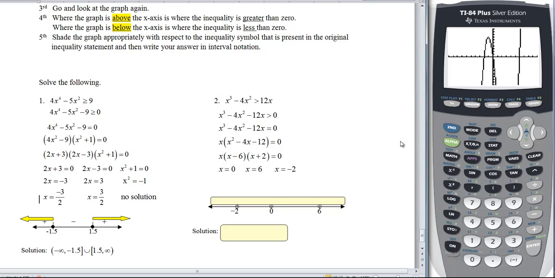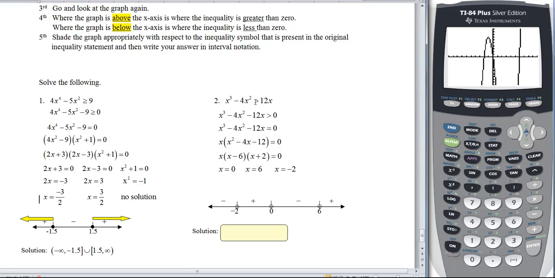So let's go do our signs. To the left of negative 2, that should be negative here. Between negative 2 and 0, that will be positive. Between 0 and 6 would be negative. And to the right of 6, I would be positive there. There's my signs. Now I go back and see. On this one, I want them to be positive again. I want this side to be greater than 0. And in order for that to work, this side has to be positive.